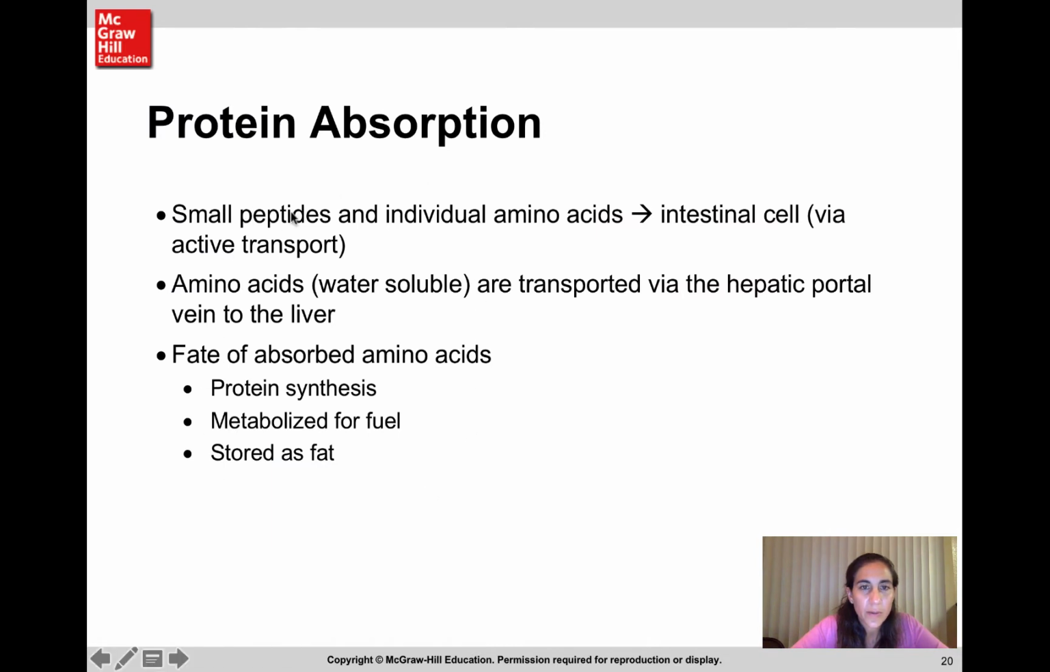Okay, so this is a little bit more on the absorption. Dipeptides and individual amino acids are absorbed into the intestinal cell. From there, they go into the bloodstream through the hepatic portal vein and then go for further processing in the liver. The fates of the amino acids, there are several fates. They are either used for protein synthesis, they can be metabolized to produce ATP for fuel, for energy for our cells, or they can be stored.